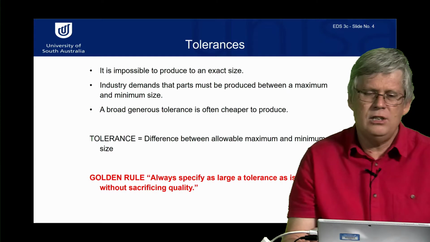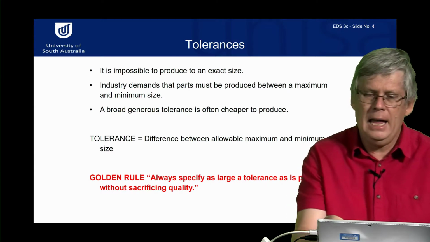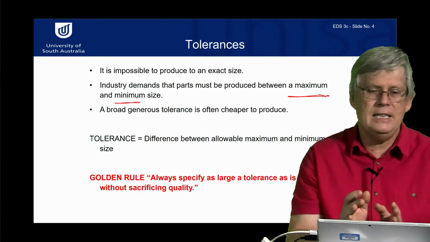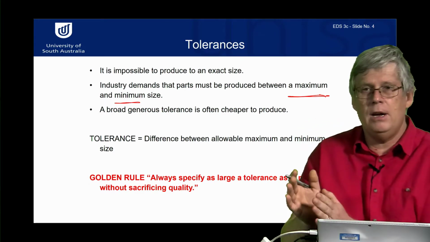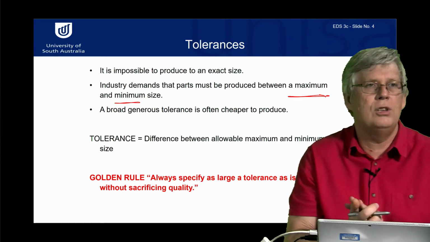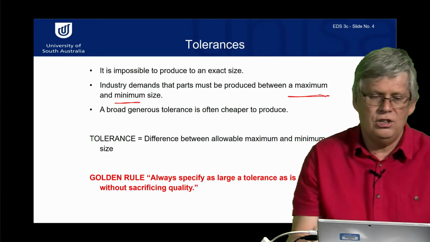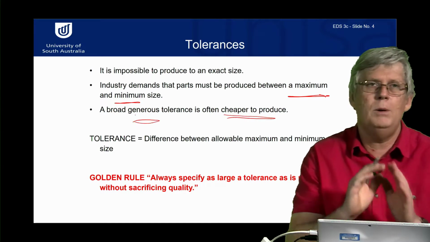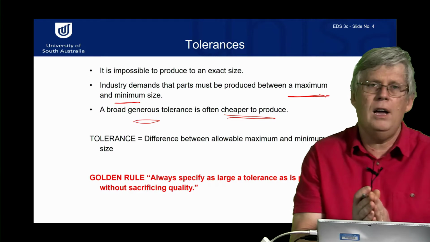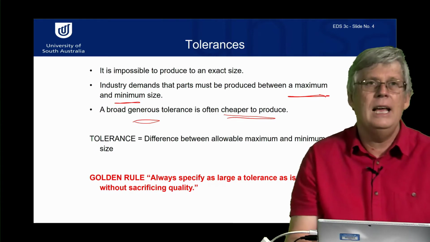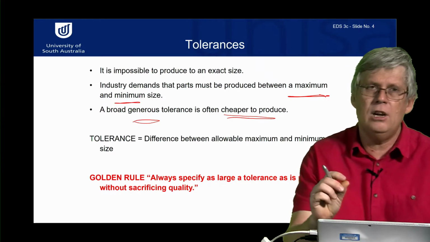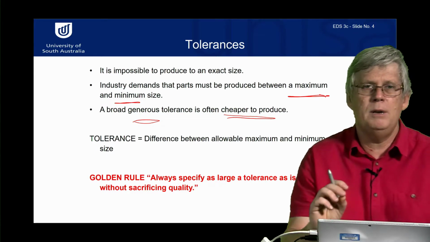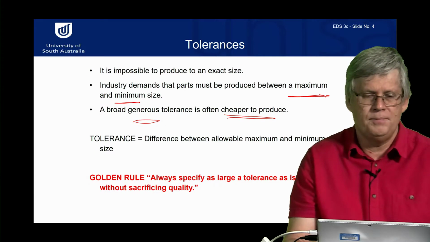So we need to specify both the maximum and the minimum allowable size. So we have the maximum here and minimum size. So we can say, here's our 10 millimeter. We can say, well, we're happy if we go to this size. We're happy if we go down to this size. And it's generally much cheaper to produce items with a generous tolerance. So we don't want to specify overly exact tolerances. Essentially with tolerancing, we're saying if we're outside of that tolerance, that part is not suitable for our application. It must be reworked or scrapped.